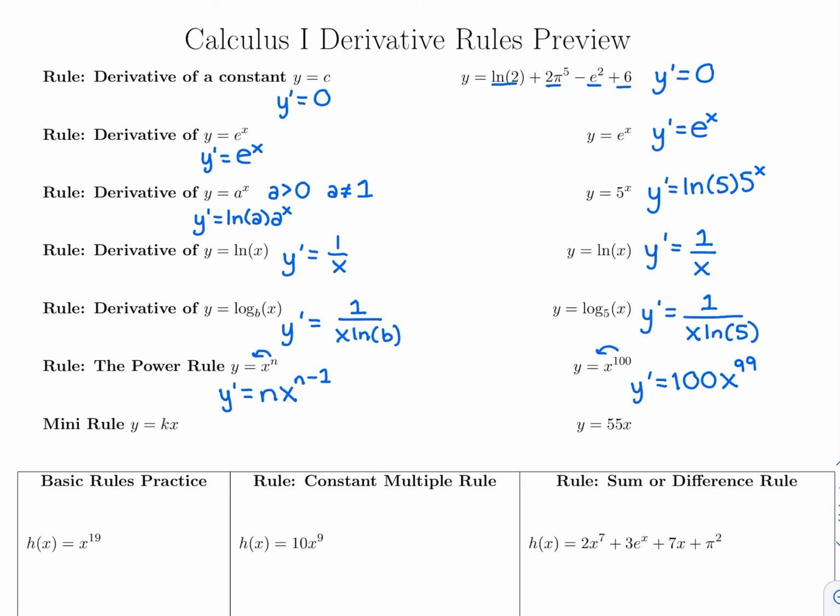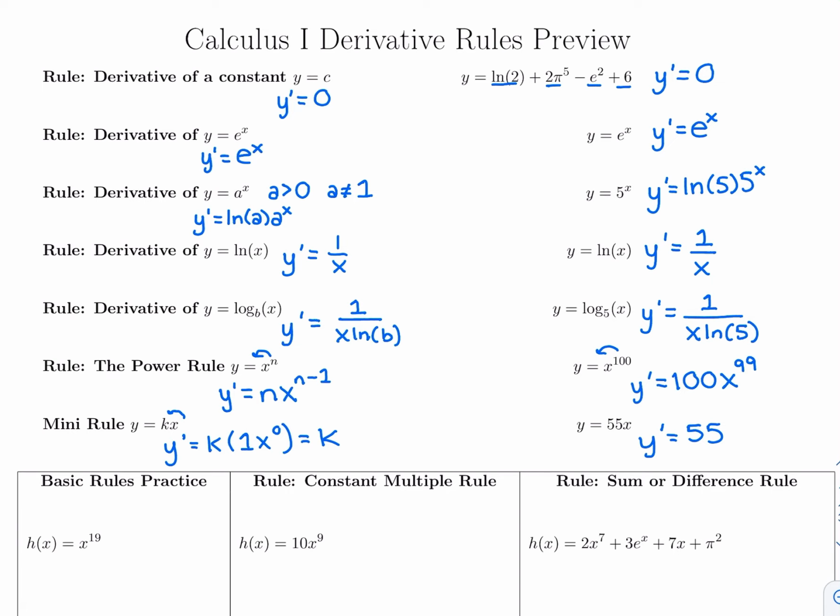When you do that bringing down of the power and subtracting 1 for the new power, you're going to see a pattern when you have x to the first. So I call this a mini rule. If you have kx to the first, you would keep that k, bring down the first power, and subtract 1 for the new power. You'd get x to the 0. Anything to the 0 power is just 1, so you get k times 1 or just k. So a mini rule is if you just have x to the first power, your derivative ends up being the number out front, the coefficient with it. So the derivative of 55x is 55.